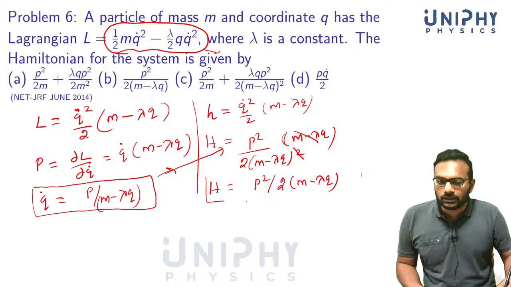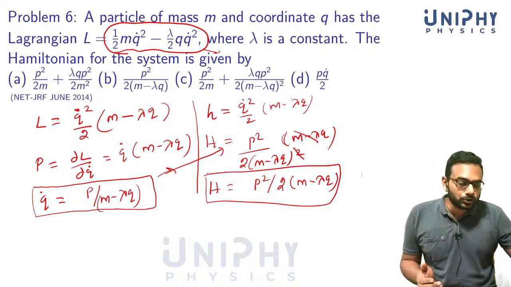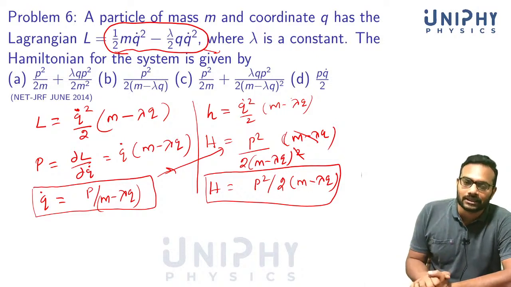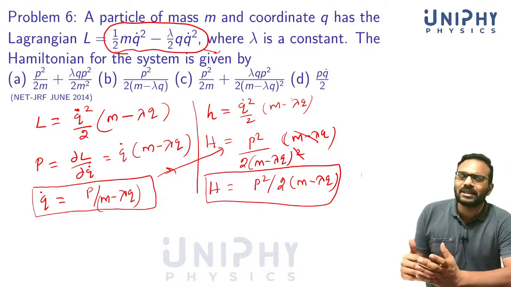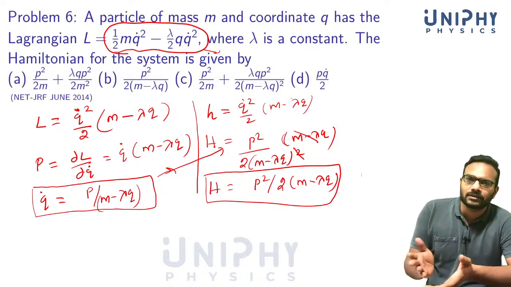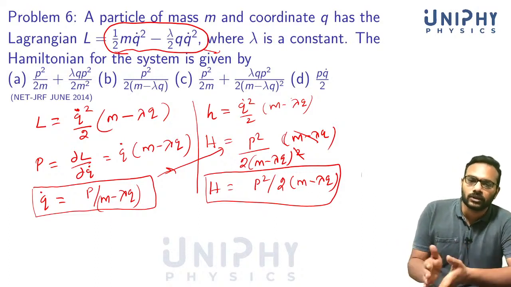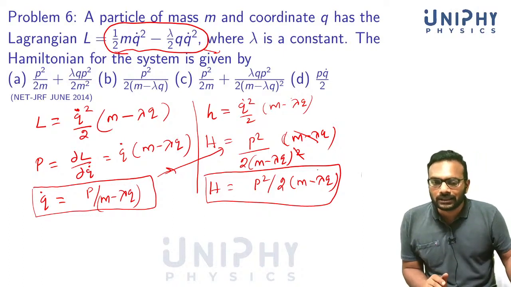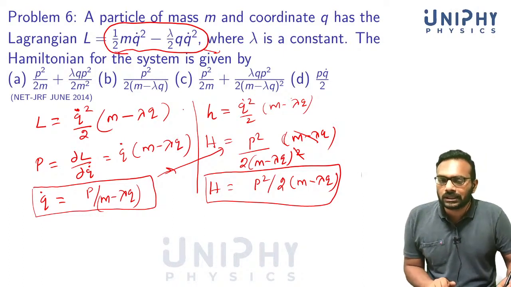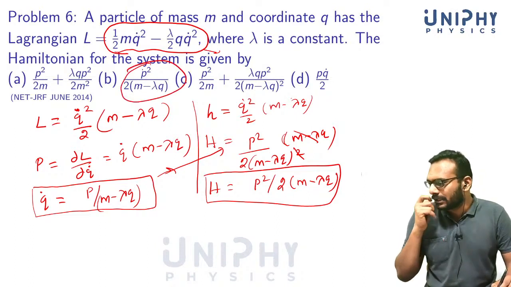That's your answer. Of course, if you are not sure whether to use the form H equal to T plus V, you can always try the other thing, q dot p minus L. In some cases you are not really sure whether the Hamiltonian satisfies all the conditions, then you can always try. But here the answer is p square divided by twice m minus lambda q, and that answer is given here. That's option B. Option B is the answer.